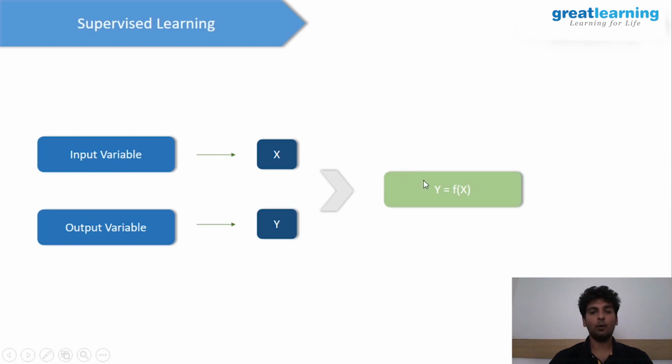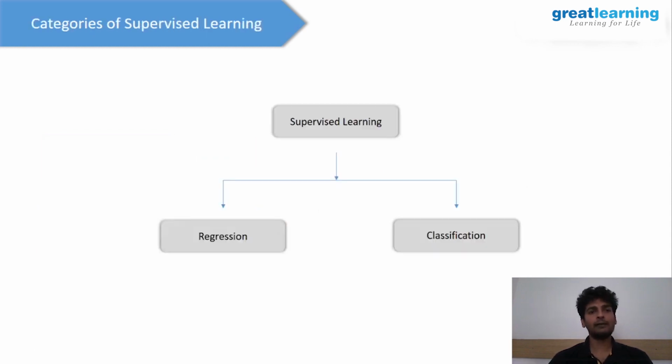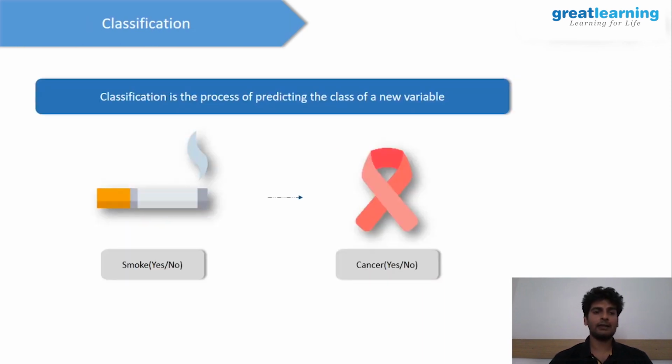So this is what you see, Y equals f(X). So over here Y would be the dependent variable and X would be the independent variable, and we are trying to determine does Y vary with X or not. So again, supervised learning can be broadly categorized into regression and classification. So we'll start off with the first one, which is classification.